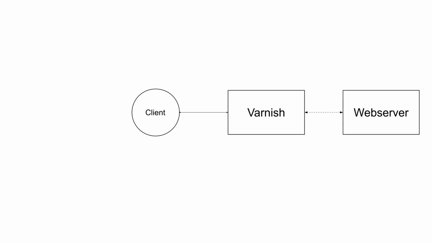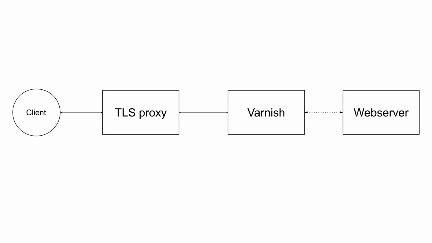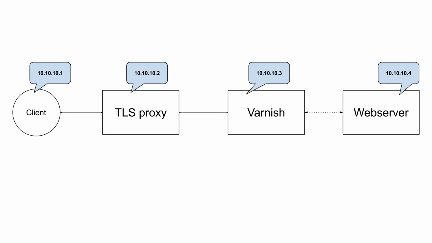So normally you'd have a Varnish sitting in front of your web server communicating with the client, but if you want to use HTTPS, we'll need a TLS proxy in front of it. For Varnish, which has IP address 10.10.10.3, of course, the original client is 10.10.10.1, but it's not necessarily aware of that without the proxy protocol because it only sees the TLS proxy as its direct client, so it knows IP address 10.10.10.2.